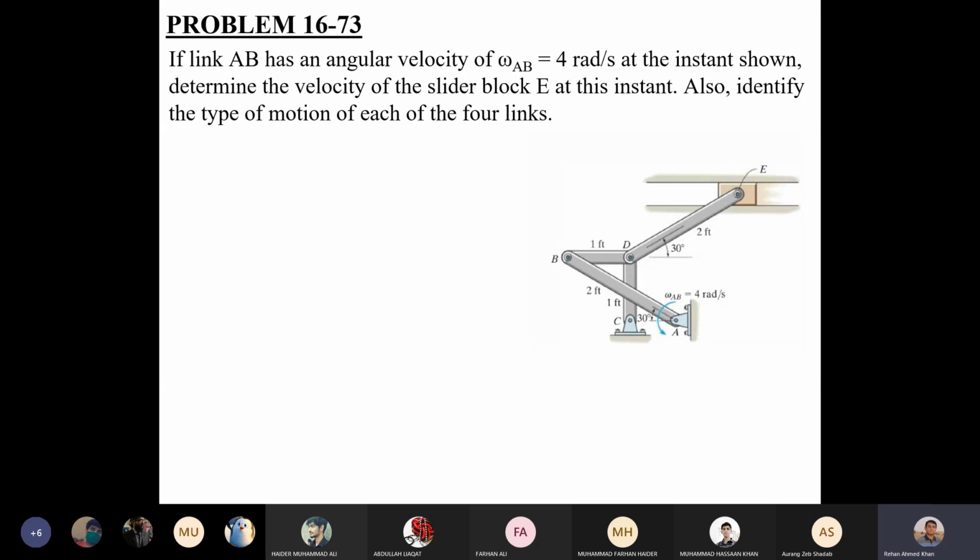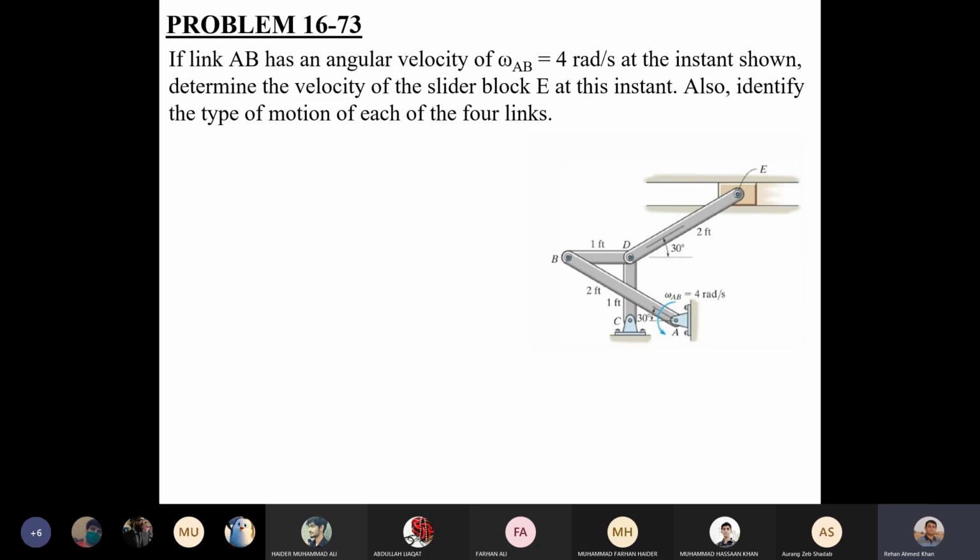Okay, moving on to today's lecture. This was the problem which we discussed yesterday as well. Although we didn't complete the solution of this problem, rather we only discussed the brief outline of what type of motions various links shown in this rigid body mechanism are undergoing.